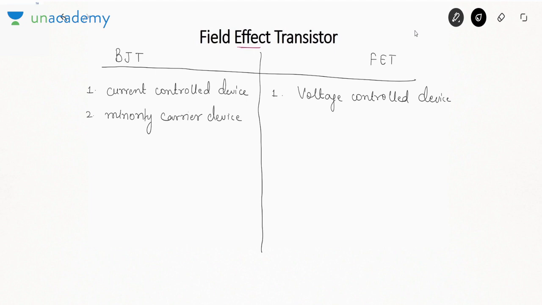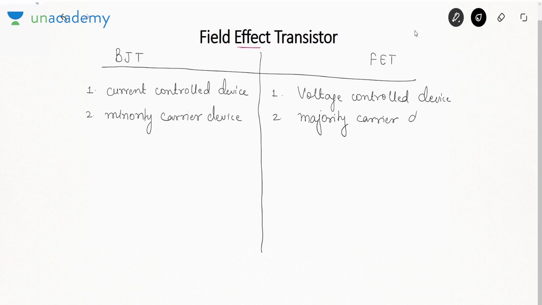So emitter will inject the electrons because it is N type. So when emitter injects the electrons, they enter the base, but base is P. In P region, those electrons will become minority carriers. In such a case, the device is called a minority carrier device. Whereas FET is a majority carrier device.